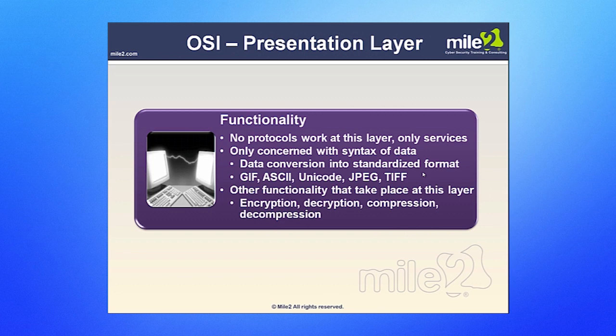Next layer down, layer 6, is the presentation layer. No protocols work at this layer, only services. At this layer, we're thinking of conversion. We're thinking of standardized formats, conversions between different graphics formats, possibly different sound formats, just different systems of conversion. GIF, ASCII, Unicode, JPEG, TIFF. Other functions that take place at this layer: encryption, also decryption, compression, and the opposite, decompression.